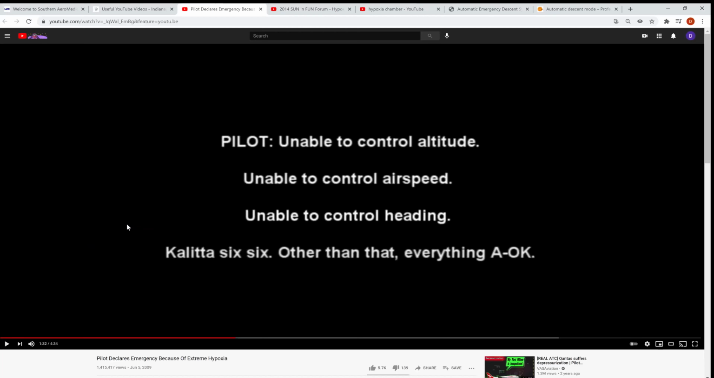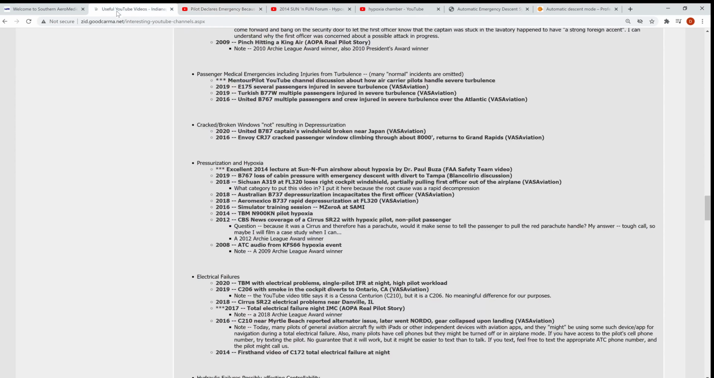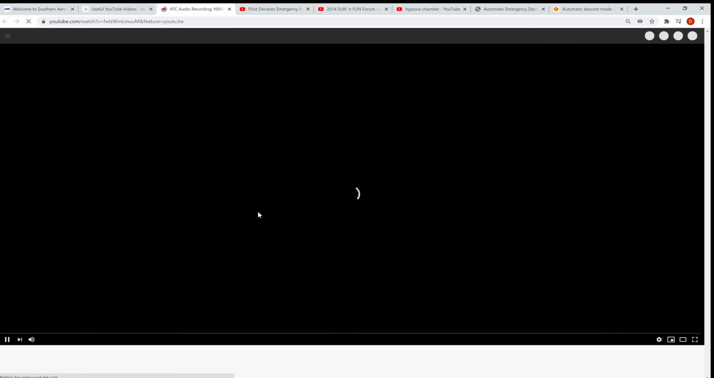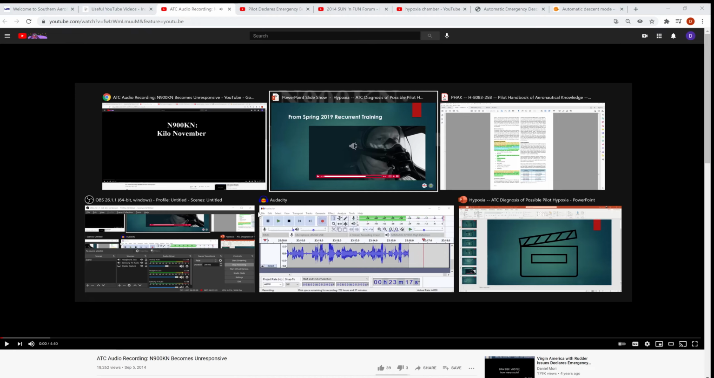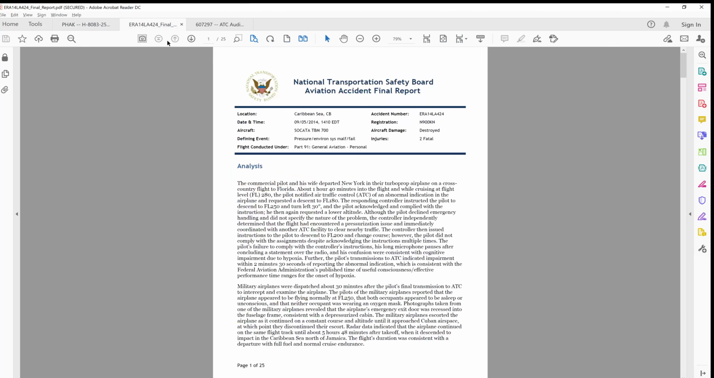Let's look at one more in this kind of series, and I have it here again on the website, TBM 900 Kilo November. In this case, the pilot was flying along. I'm going to pause it for just a second, and we'll come back to the audio. I want to go to the NTSB report, just to give you a little bit of backstory.